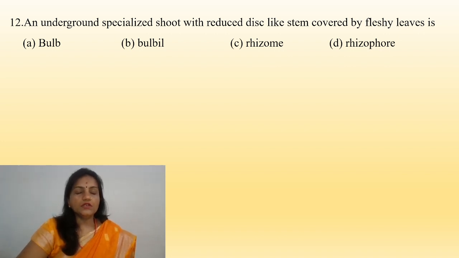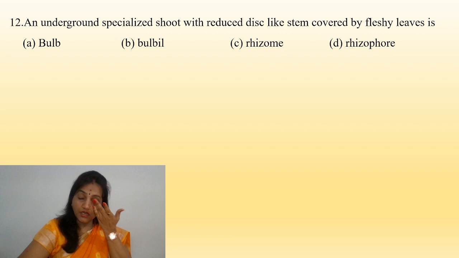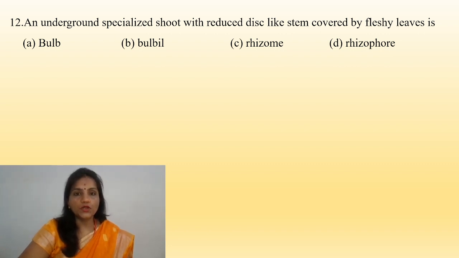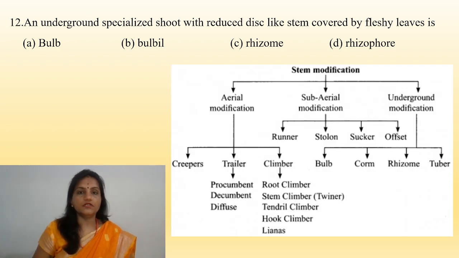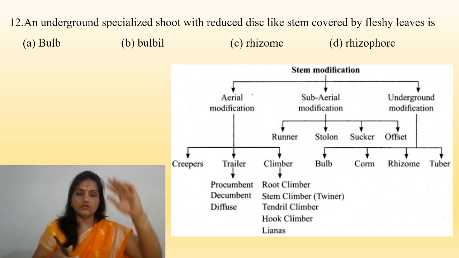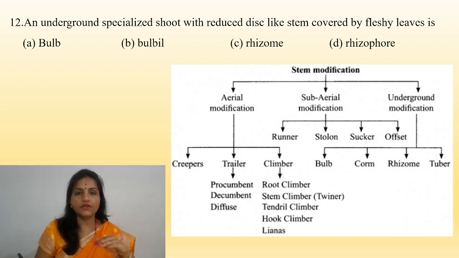An underground specialized shoot with reduced disc-like stem covered by fleshy leaves is, okay. So this is with respect to the stem. So let's go to the stem modification. See, the stem is also modified for various purposes. So one is aerial modification. Whatever modification that you see in the aerial part, then subaerial, that is just above the soil, then underground modification.